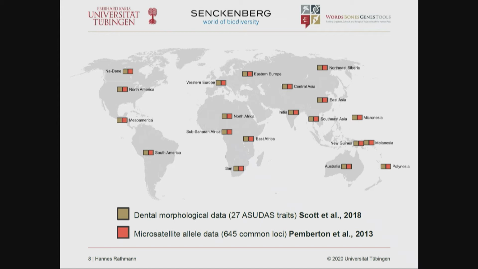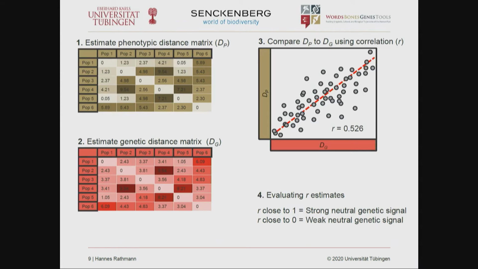We matched these two databases so that we had matched population samples for 20 human populations that were equally distributed across the globe. To assess the utility of a given dental trait or trait combination, we first estimated a dental phenotypic distance matrix called DP between the 20 worldwide modern human populations. We then estimated a neutral genomic distance matrix called DG among the same or closely matched populations. The congruence between DP and DG was then quantified by linear regression of the off-diagonal values in the two distance matrices using Pearson's product-moment correlation coefficient R.